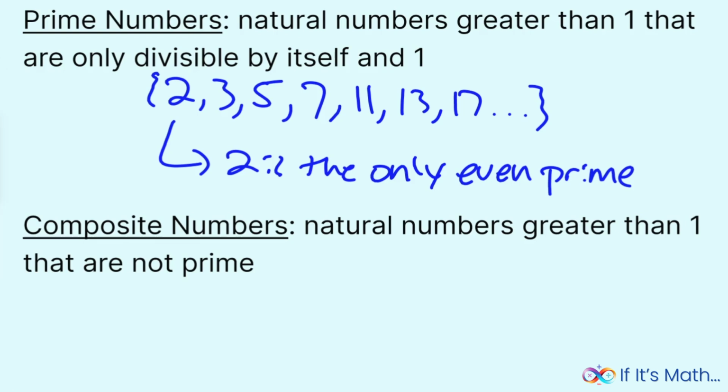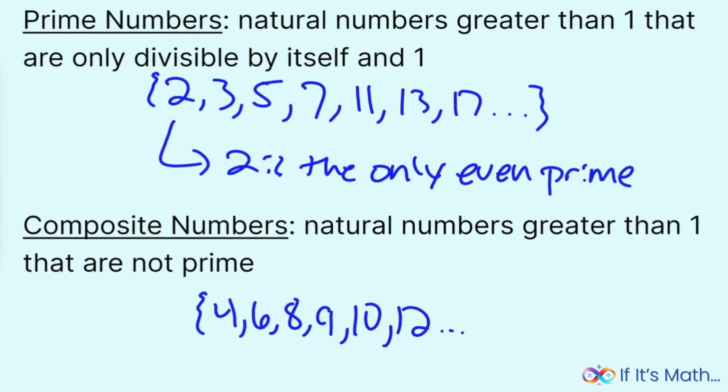So composite numbers isn't something that people talk about a lot, but it's important just to know what you call a number when it's not prime. And that's all that a composite number is. So natural numbers greater than 1 that are not prime. So that's going to give you 4, 6, 8, 9, 10, 12, and so on forever. And so that's the definition of a composite number. So really the important thing just to know about it is that the composite is the opposite of a prime number. If a number is not prime, it is composite.